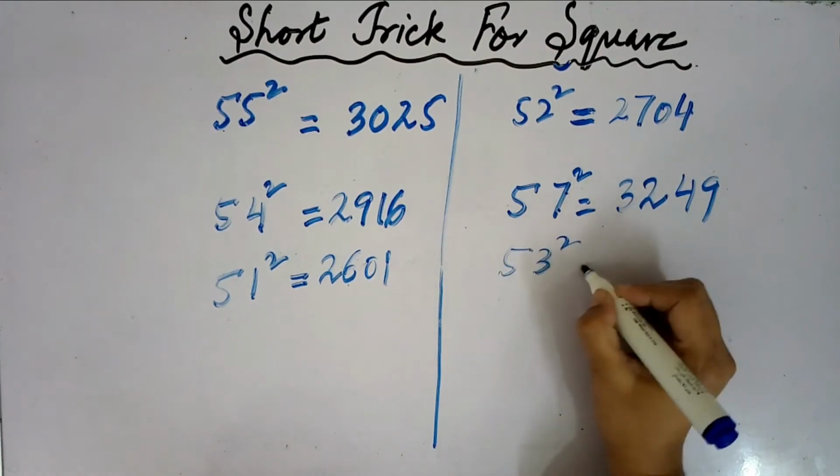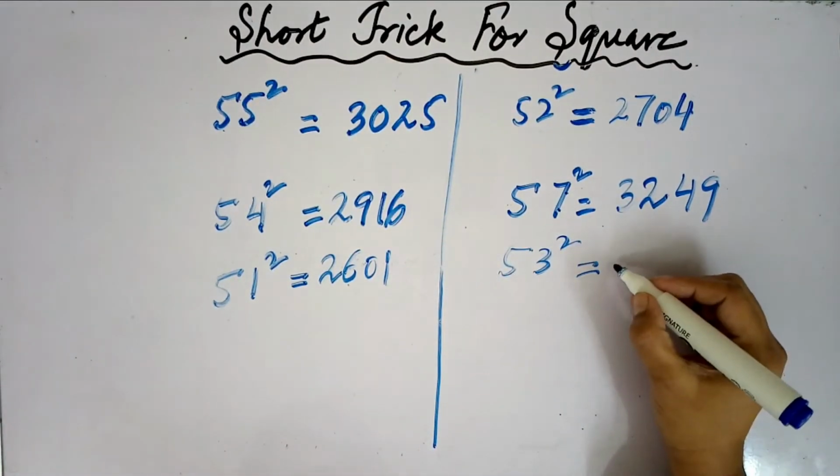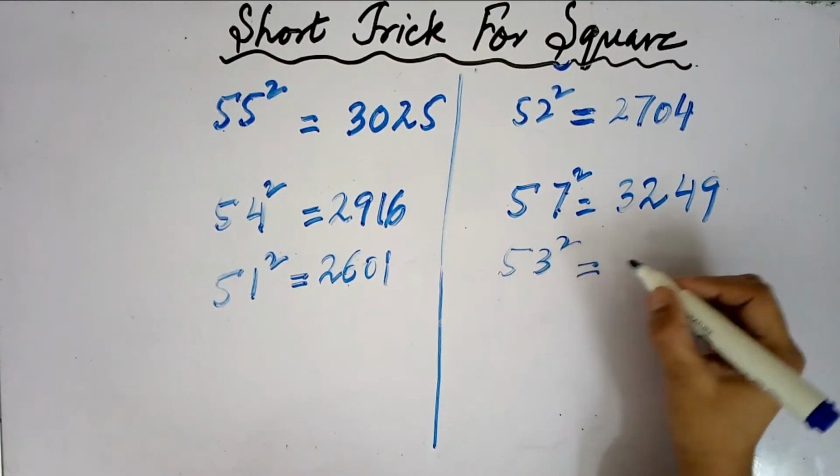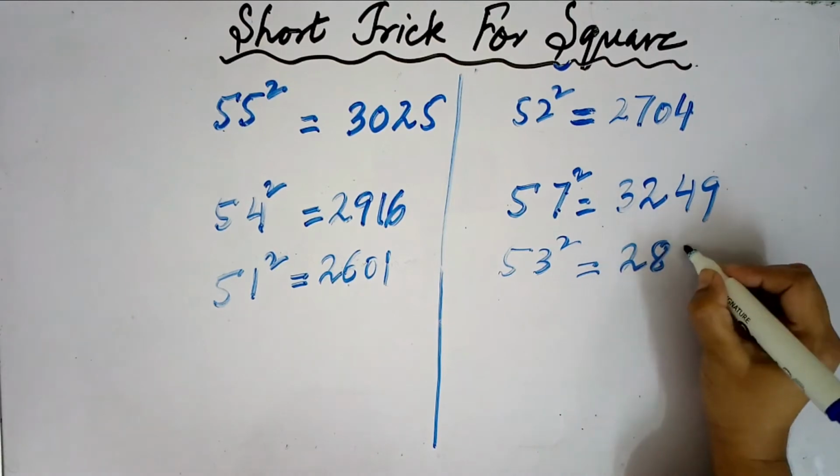Now we are taking 53. This is 53 square. How will we take? This is 3 more than 50. So we will add 3 in 25. That would be 28, and 09.